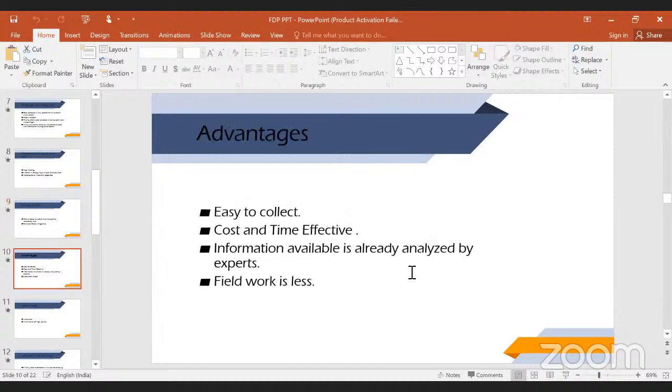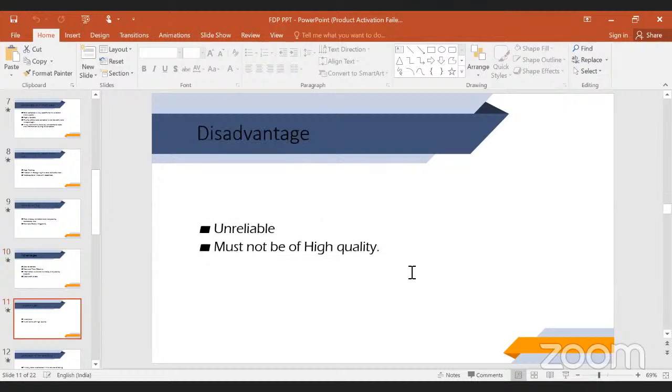Advantages are so many. It is easy to collect because you can just open your laptop, open different websites, refer to different areas, and collect data. It is cost and time effective; it's just a matter of one or two days or even a few hours, whether sitting on your laptop or going to a library. Next, the information has already been analyzed by somebody else, so we just need to interpret it in our own words, which is again a very easy task. And lastly, field work is very little.